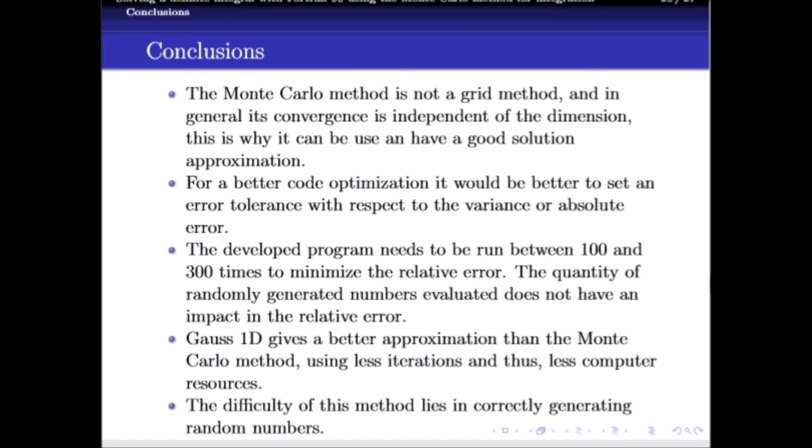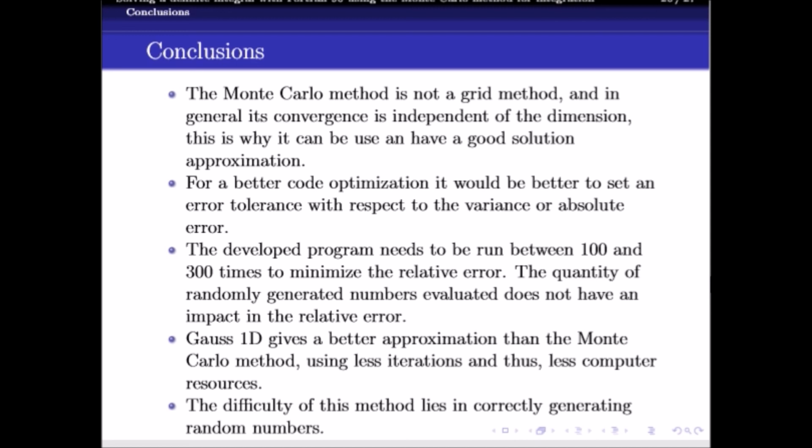Conclusions. The Monte Carlo method is not a great method, but in general, its convergence is independent of the dimension. This is why one can have a good approximation of the solution. For better code optimization, it would be better to set an error tolerance with respect to the variance or absolute error. The developed program needs to be run between 100 and 300 times to minimize the relative error. The quantity of randomly generated numbers evaluated does not have an impact on the relative error.